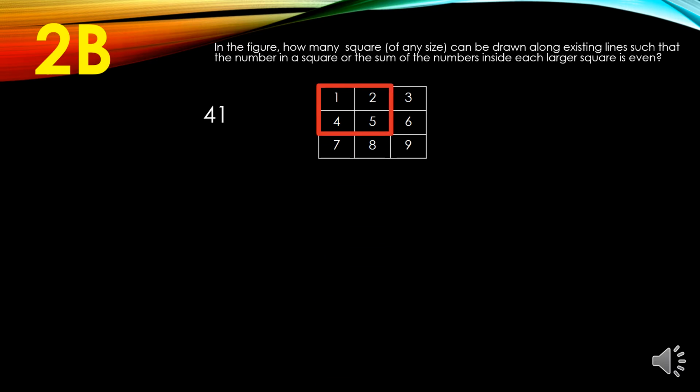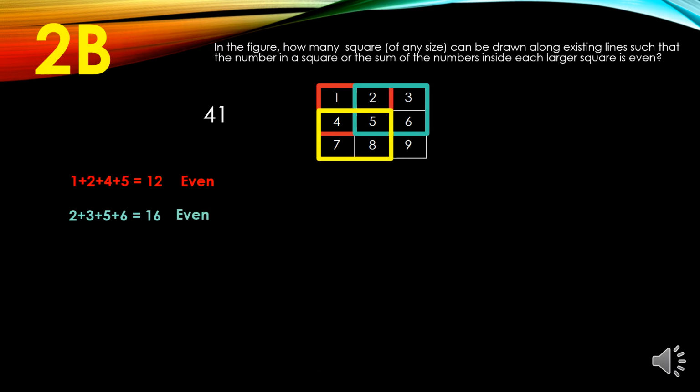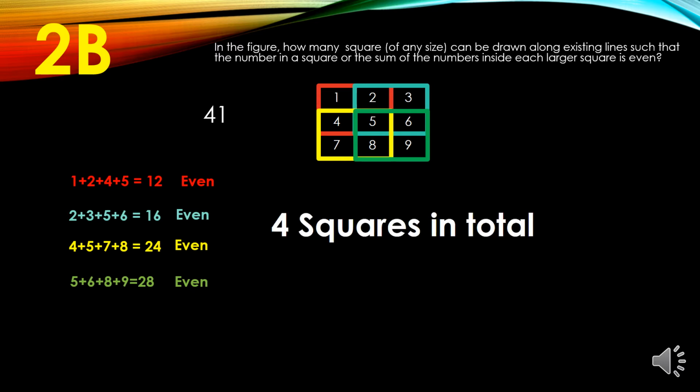First we have 1, 2, 4, 5, which gives us 12. 12 is even. Next, 2, 3, 5, 6 equals 16, and 16 is even. Next we have 4, 5, 7, 8, which is 24, and that is even. And we have 5, 6, 8, 9, which is 28, and that is even. Okay, we have 4 squares in total.